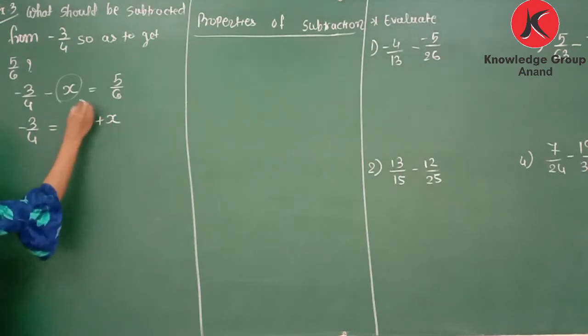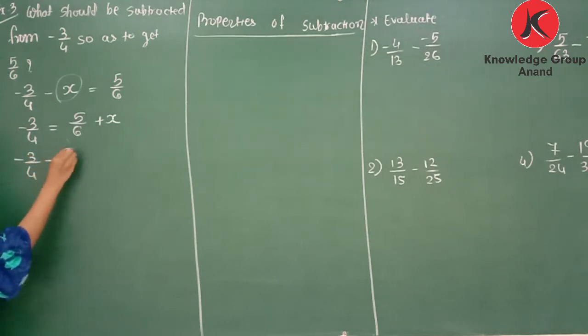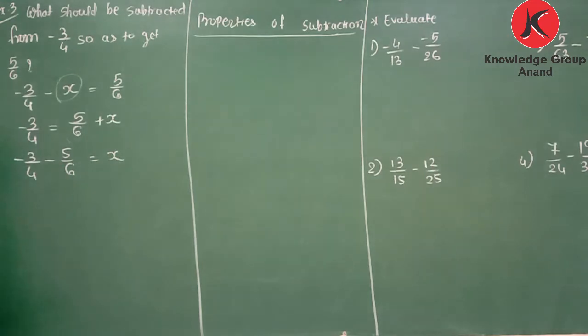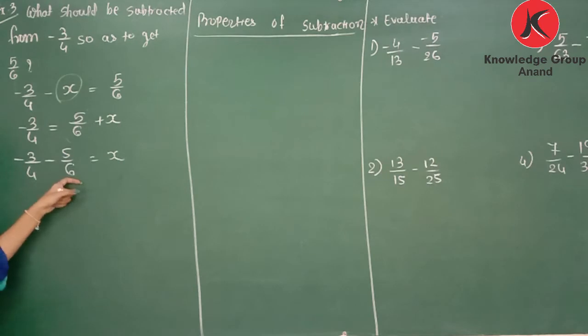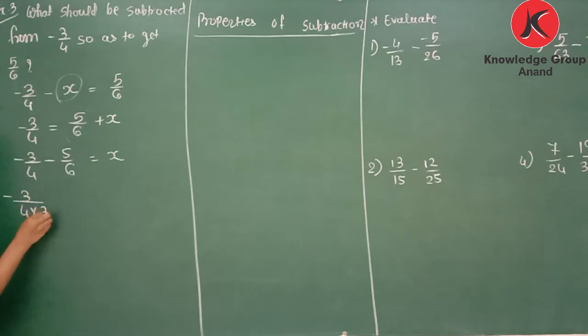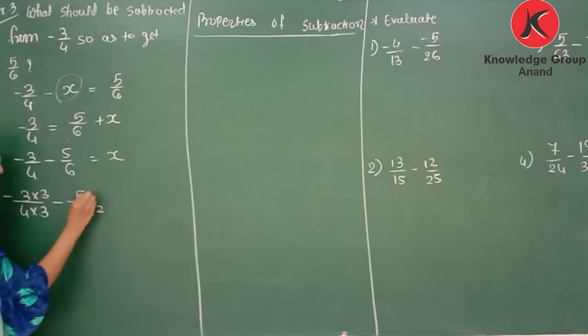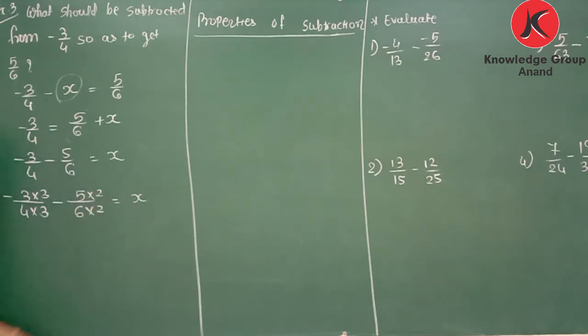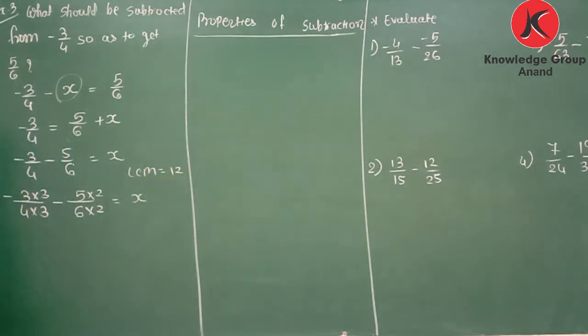Now here we need to find x, which means take 5 by 6 from the right to the left. So it is minus 5 by 6 is equal to x. Now if we solve this one, we get the value of x. Okay, so let's find the LCM of 4 and 6, that is 12. So minus 3 by 4 is multiplied with 3 in the numerator and denominator, and 5 by 6 is multiplied with 2 in the numerator and denominator, to get denominator 12 because the LCM is 12. Clear? Now 3 3s are minus 9 by 12, minus 10 by 12.